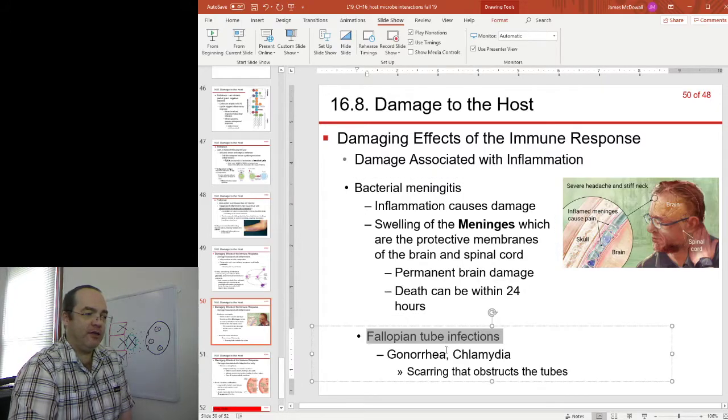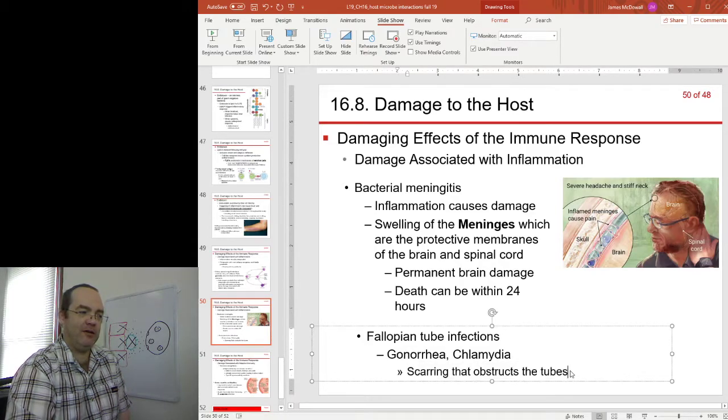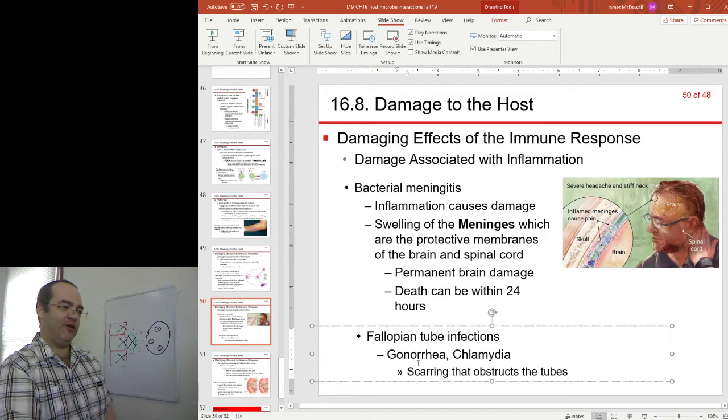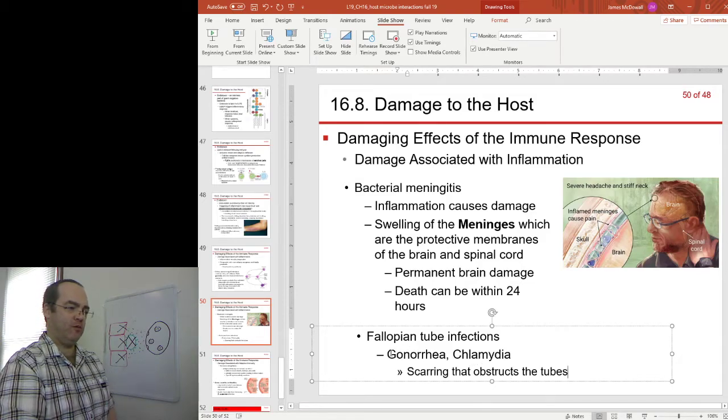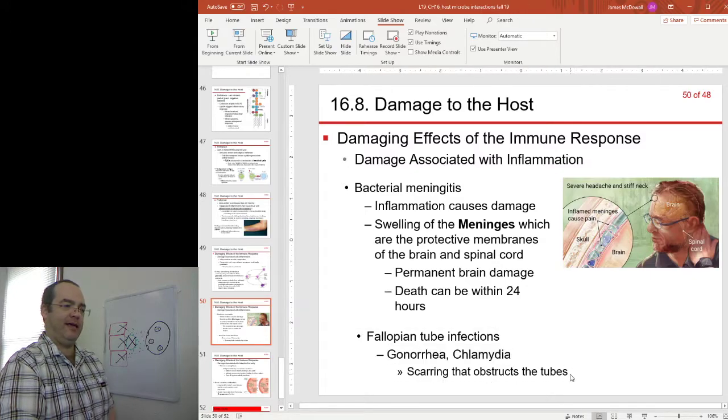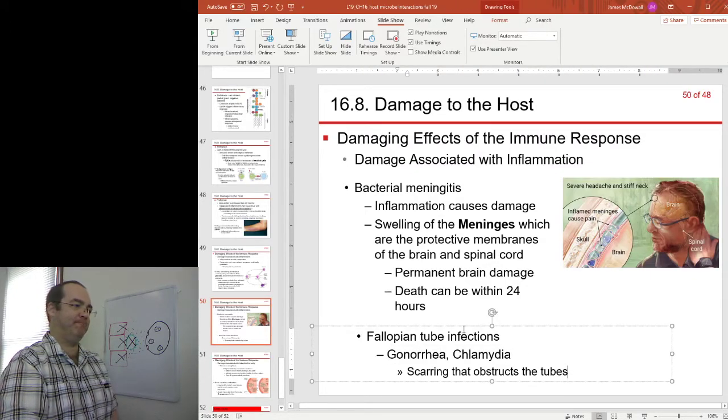Fallopian tube infections lead to inflammation. Scarring from the inflammation obstructs the fallopian tubes as a result of, say, gonorrhea or chlamydia infections, and that can lead to infertility.